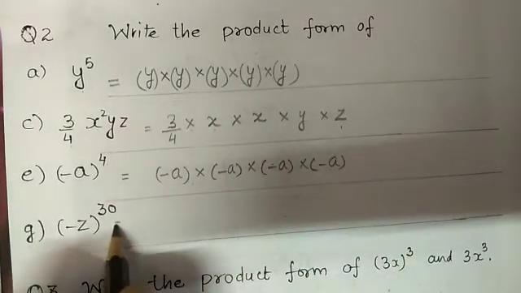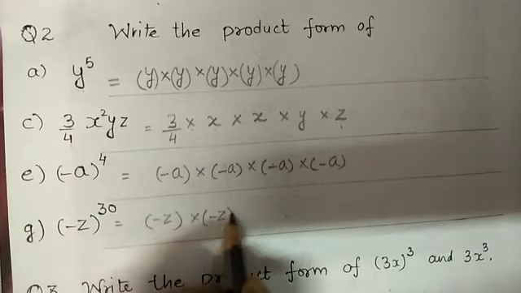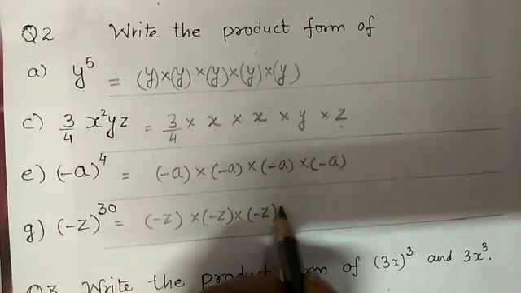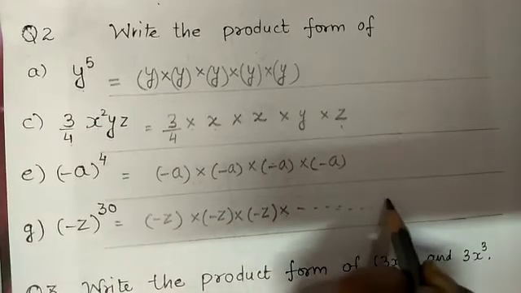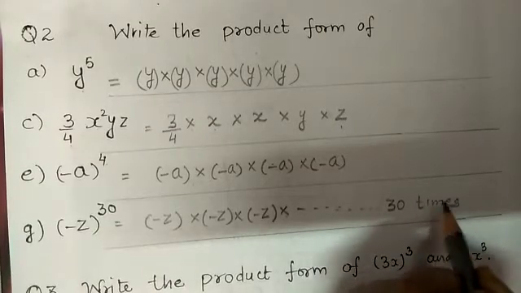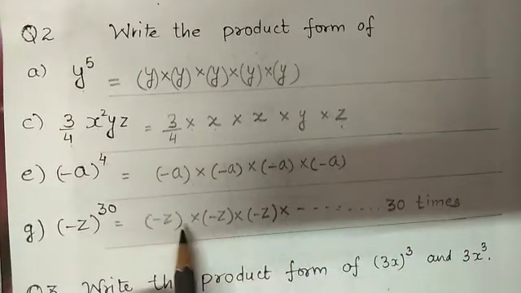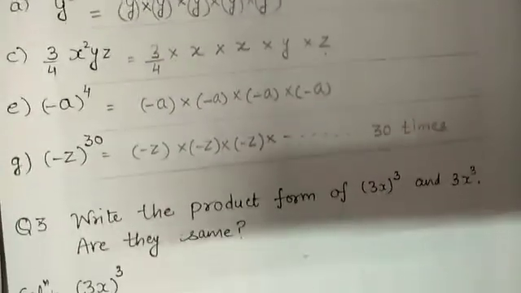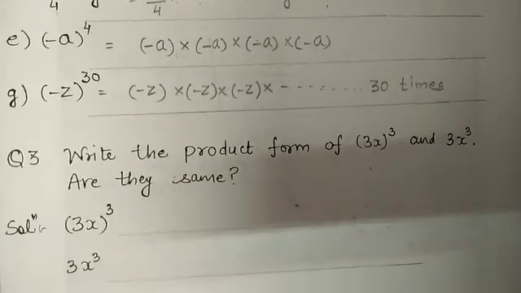Now, minus z raised to power 30. Write it for 3 to 4 times and then write here 30 times. No need to repeat this minus z for 30 times. Just write it like this and then up to 30 times. Right? Next is question number 3.